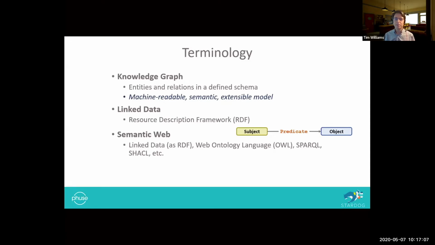You may also be familiar with the semantic web that has been around for almost 20 years and is based on open standards like linked data's RDF, Web Ontology Language, or OWL, the query language SPARQL, the validation and modeling language SHACL, a bit more on that later, and other components in the technology stack.